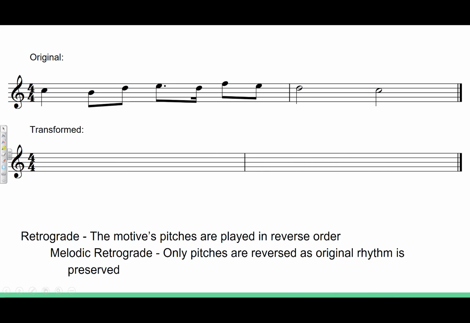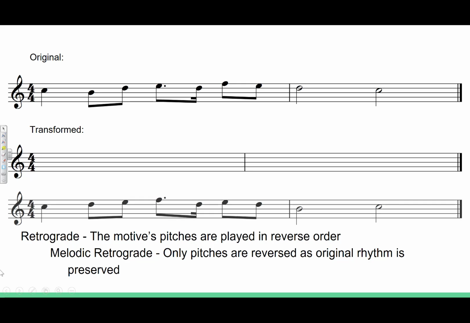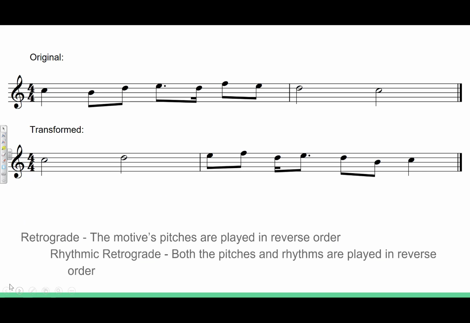Let's review what we know of retrograde so far. So we know that retrograde is when the motive's pitches are played in reverse order. There are two types of retrograde. For now, there's melodic retrograde, where only the pitches are reversed, as the original rhythm is preserved, which is what we see here. We also know that there is a rhythmic retrograde, where both the pitches and the rhythms are played in reverse order, as is the case here.